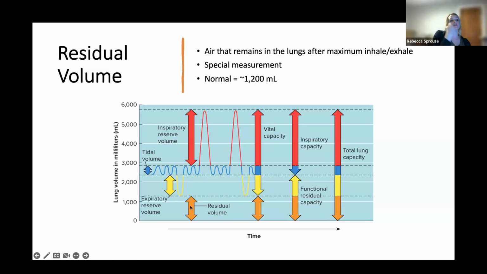Okay, so again, here's all your volumes. You have your tidal volume, which is just your normal inhale, exhale at rest. You can always take a deeper breath in if you need to. That's going to be your inspiratory reserve volume, the amount that you could potentially take in. You can always exhale more than tidal, which will be your expiratory reserve volume. And then there's always that volume left in your lungs that never moves.